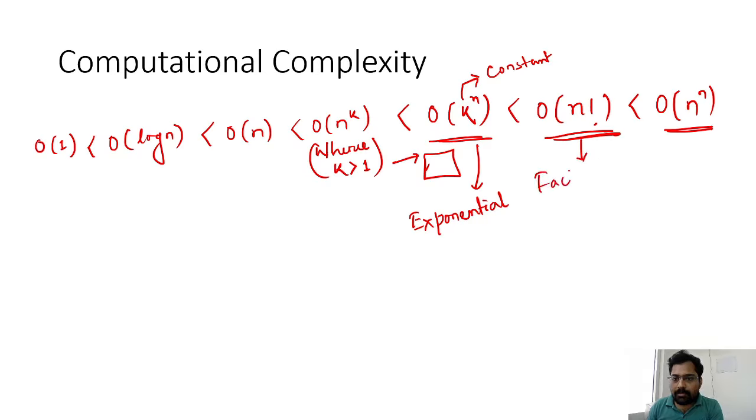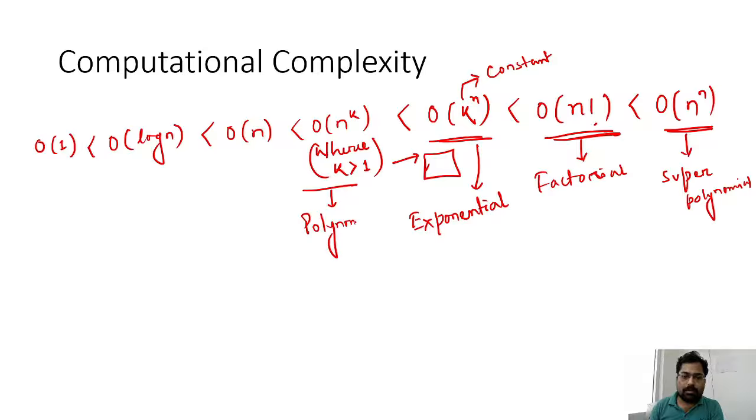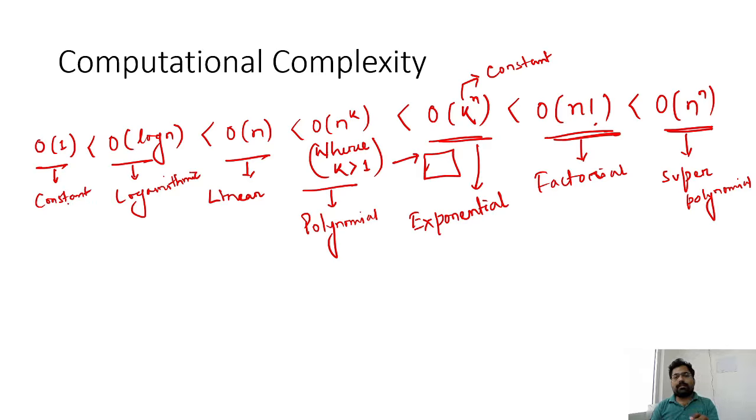It is factorial. It is super polynomial. It is polynomial for us. It is linear for us. Logarithmic. It is constant for us. We had a discussion on these in earlier videos. Constant could be big O of 1, could be big O of 100, anything. If it is a numeric value, we can say it's a constant for us.